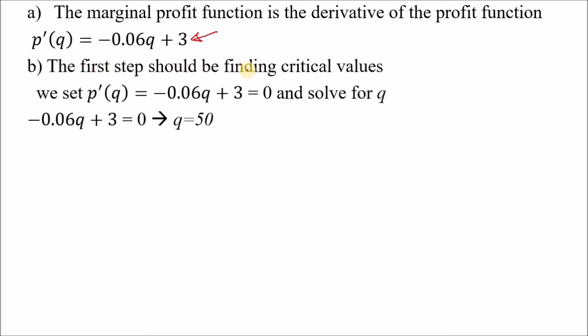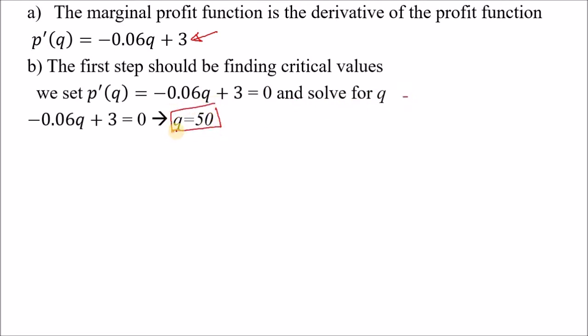Next, we want to find the number of sunglasses that should be produced in order to maximize profit. In this case, we know that if we put the derivative equal to 0, we're going to get a potential extrema. And then we have to test whether this extrema is going to be a relative maximum or a minimum. So to do that, we're going to put P'(Q) equal to 0 and solve for Q. When we solve for Q, we get Q is equal to 50.